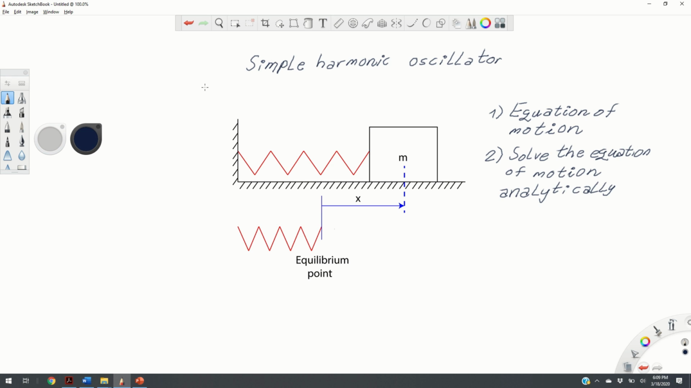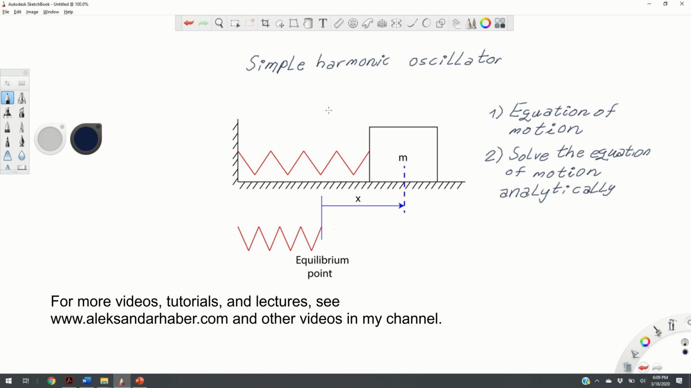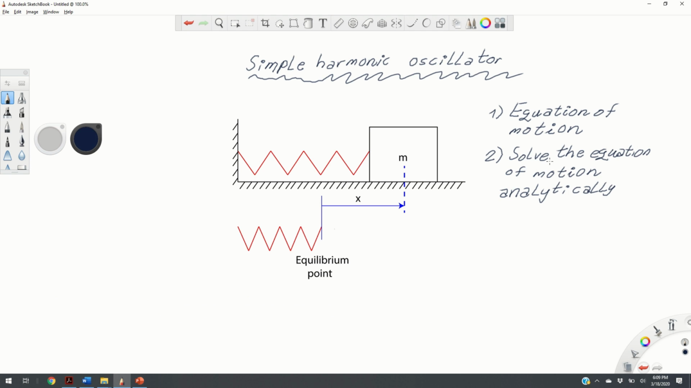Hello, in this video we're going to introduce the concept of simple harmonic oscillator. We will learn why simple harmonic oscillators are important for mechanical and electrical engineers. Then we are going to derive the equation of motion describing the dynamics of a typical simple harmonic oscillator. Then we are going to solve this equation of motion analytically, and we are going to analyze the solution.